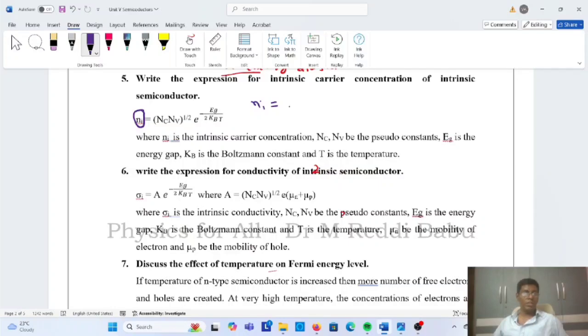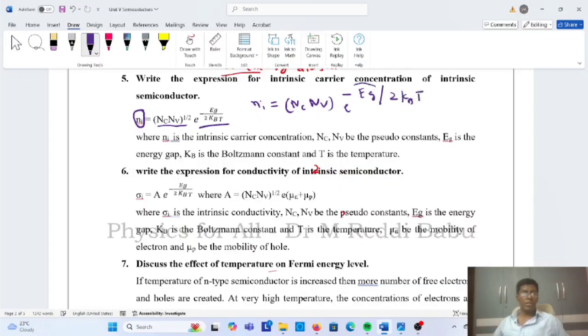A charge carrier means one who carries the charge. Now this equation can be represented as Ni equals Nc into Nv whole power 1 by 2, into e power of minus Eg divided by k suffix b. Now I am writing once again: Ni is equal to Nc into Nv, to the power 1 by 2, into e power minus Eg divided by 2 kB T.